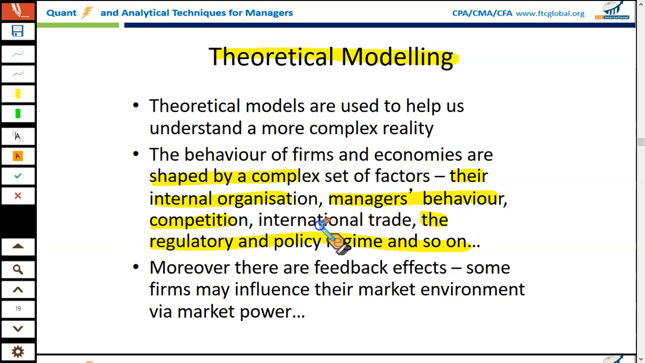And then finally, there are feedback effects. Some firms may influence their market environments via market power. Yes, if some firms are dominant in their industry, like monopolies, they can influence the whole industry. So they also look at how a company's actions can change the market it operates in. Like Microsoft, the leading operating system maker in the world, gaining more control over prices due to its size or influence. Microsoft is large, biggest in the operating systems market. So this helps us grasp complex real-world situations in a more manageable way.